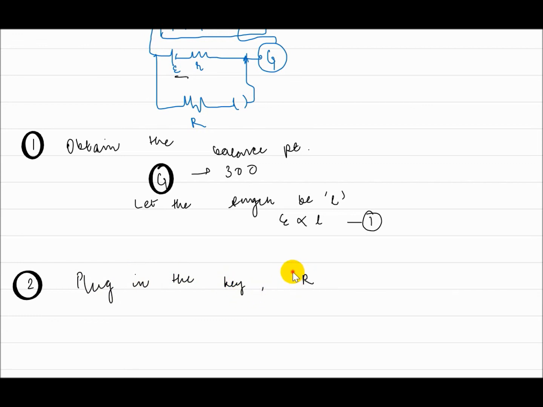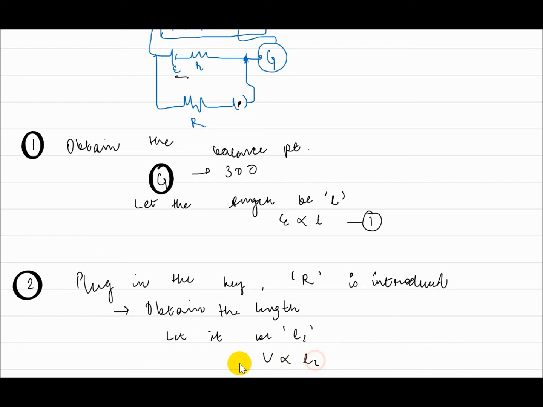Now R is added to the circuit. R is introduced. We plug in the key here. We'll obtain the length by taking the balance point. Obtain the length. Let it be L2. So V is directly proportional to L2.